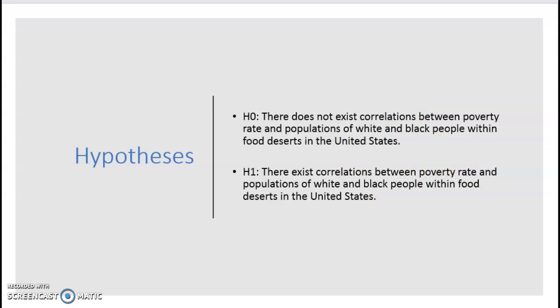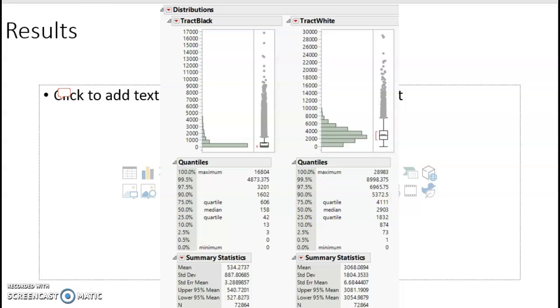My null hypothesis is that there does not exist correlations between poverty rate and populations of white and black people within food deserts in the United States. And my alternative hypothesis is that there exist correlations between poverty rate and populations of white and black people within food deserts in the United States.